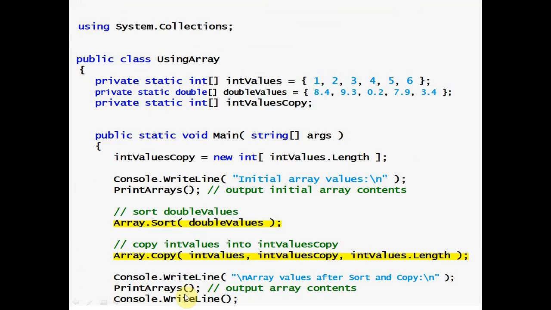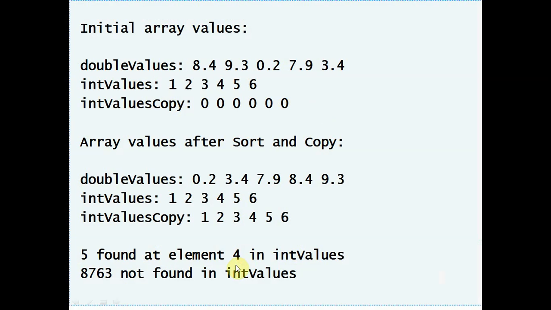When we write print array the second time, this array will be printed, and it will be printed in ascending order, because we have written Array.Sort here. And we have copied the third array, we copied this into the third array. Now we will have this one also. So we will have the double array in sorted order, in ascending order, and the second int value array in the same order, and the int value copy array where we had copied the values. That has been copied and is now displayed.